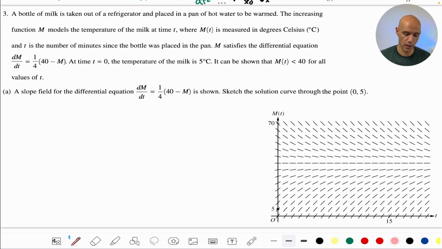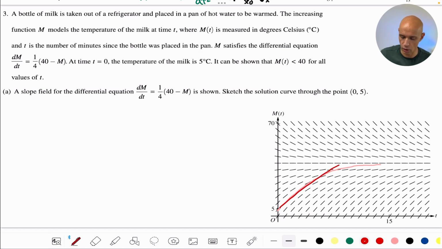A slope field for the differential equation is this one. Sketch the solution through the point 0,5. Yes, yes. So remember, just join these dotted lines softly. Sometimes you don't find one, but you know, like this. And then you see it's horizontal. Don't cross it because it's just flat. You cannot cross it.